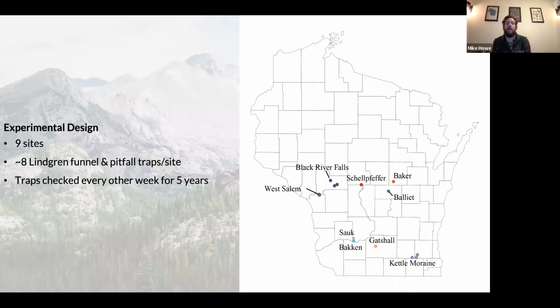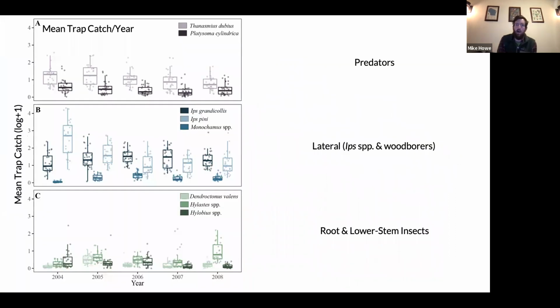Okay, so we wanted to look at the populations of these different insects. And so we set up 9 sites and then set up 8 Lindgren funnel and pitfall traps per site. And then traps were checked every other week for 5 years. Okay, so I'm going to start by showing us just the mean trap catch data for these different groups of insects. On top, we have the predators. In the middle, we have the pine engravers and wood borers. And in the bottom, we have the root and lower stem insects.